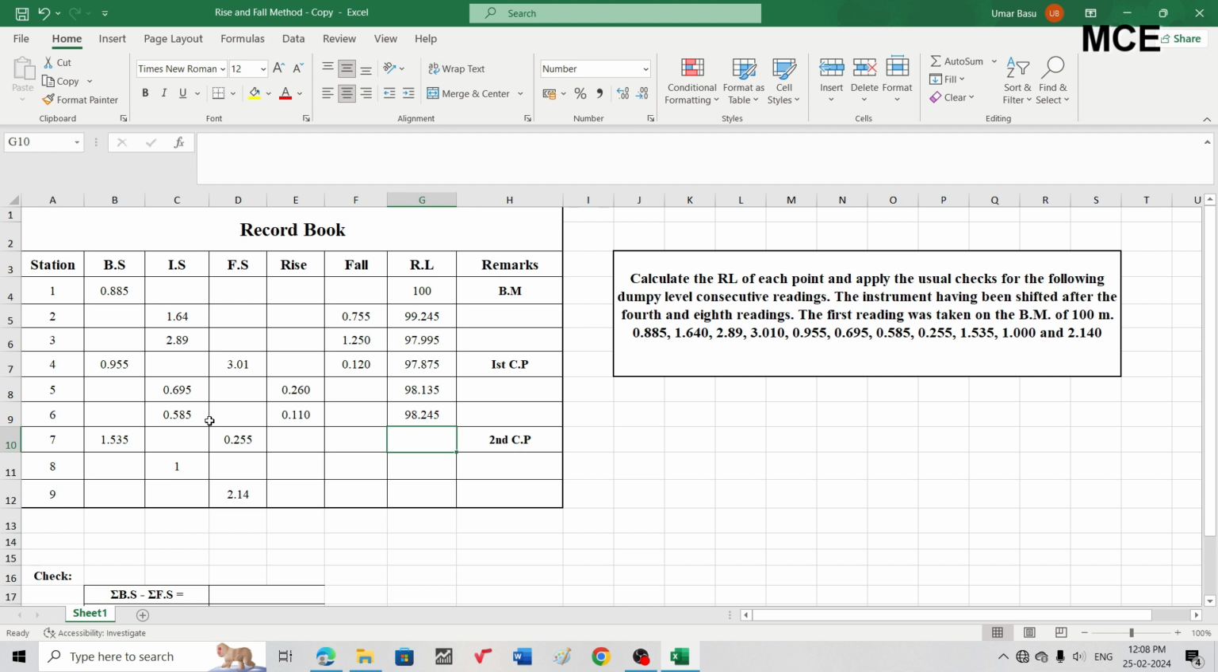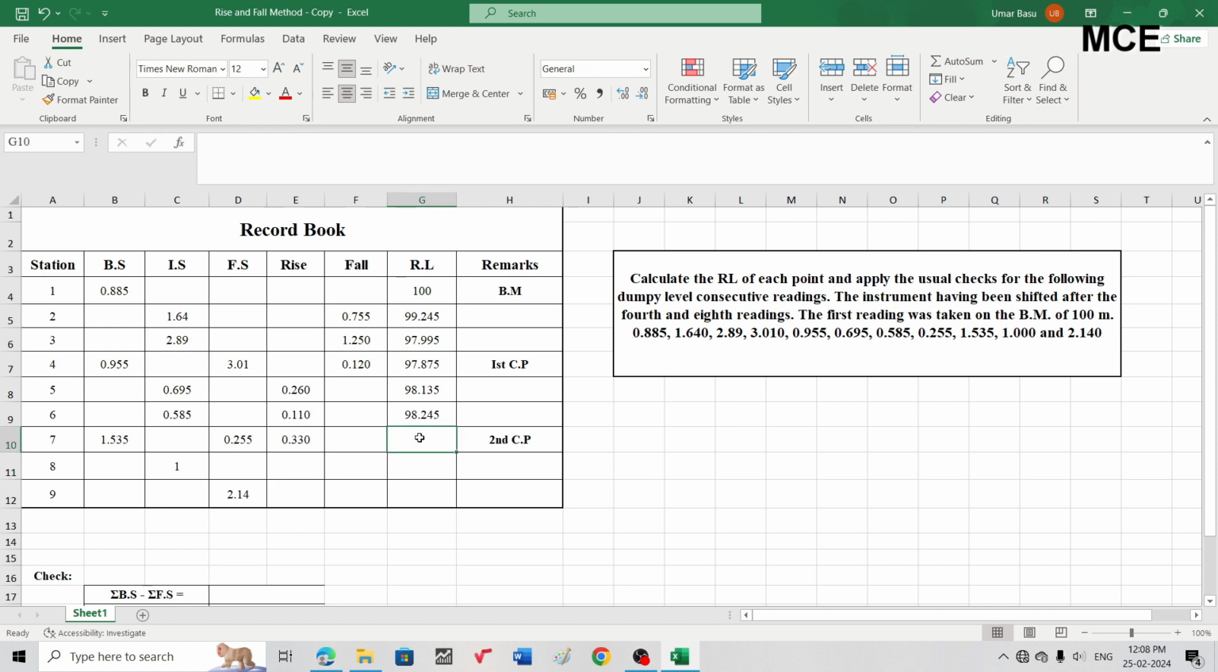Okay, after that you can see that again the ground level is rising from station 6 to 7 because the staff reading at station 7 is less than the staff reading at station 6. So there is again a rise. So take the difference of 0.585 and 0.255, which is the rise from station 6 to station 7.